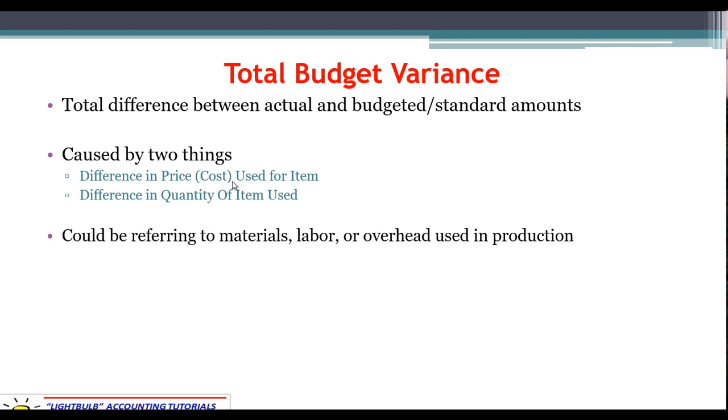So, hey, we used the proper quantity of materials, but the price per unit came in higher than expected. Or we used the proper amount of labor hours, but we hired unexpectedly more costly labor. So one of those two things, or both of them, is causing our variance. And this discussion in this presentation is really all about understanding how each of them interacts and focusing on each one individually. We could be talking about materials, labor, or two types of overhead, variable and fixed.